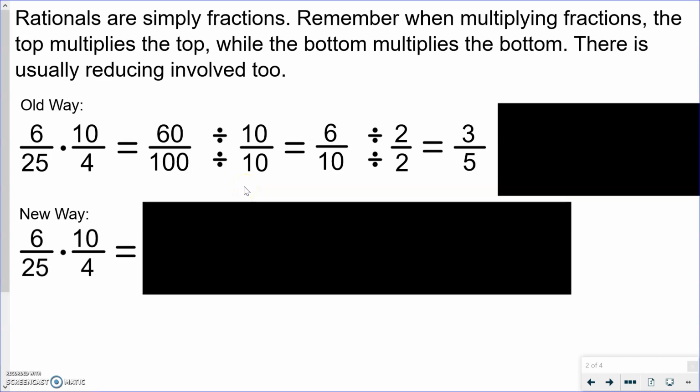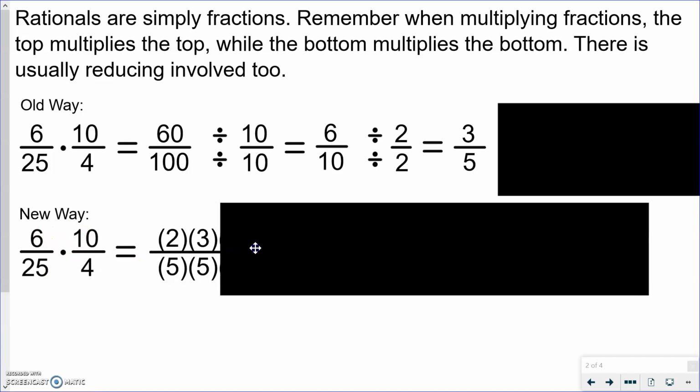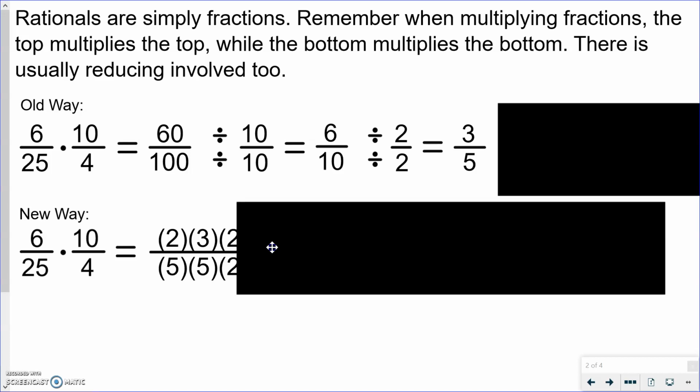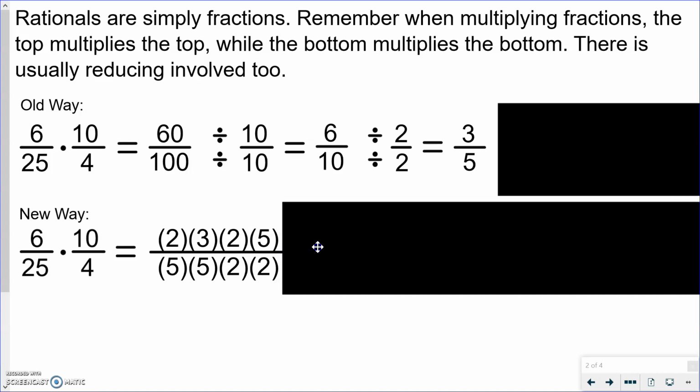But to figure out what to reduce by, you have to factor. So my first step would be factor everything, every numerator, every denominator. So the 6 turns into 2 times 3, and then 25 turns to 5 times 5. Then since it's multiplication, it's just going to be one fraction anyways. I combine it to a single fraction. 10 turns into 2 times 5, and then 4 turns to 2 and 2. So now I fully factored everything.